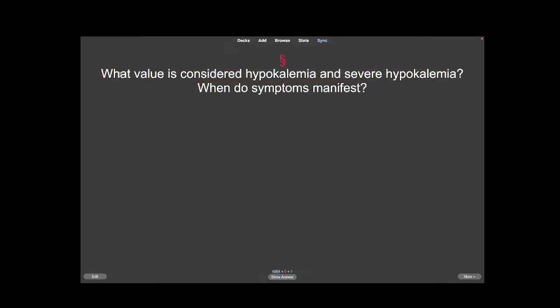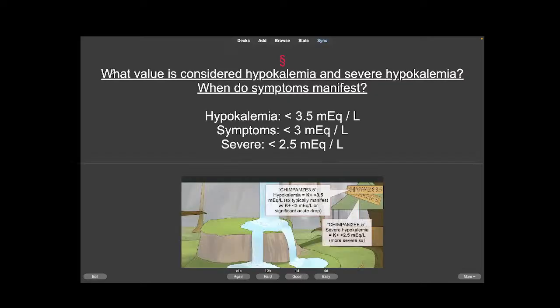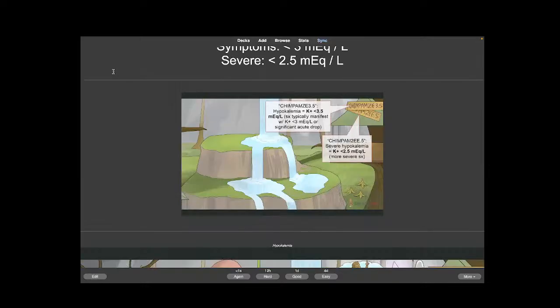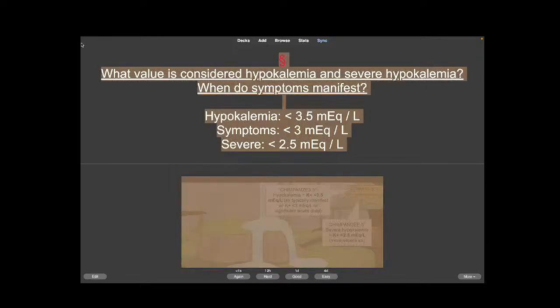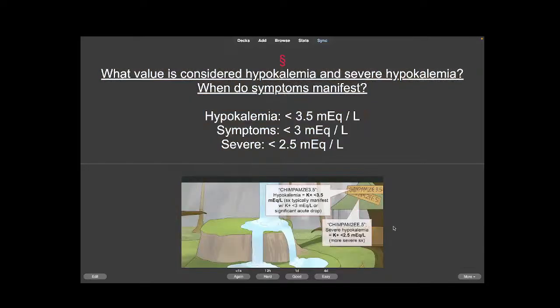And severe hypokalemia, how does it manifest? Hypokalemia is less than 3.5. Symptoms are less than 3. Severe is less than 2.5. Okay. Less than 2.5, symptoms less than 3, and this is less than 3.5.